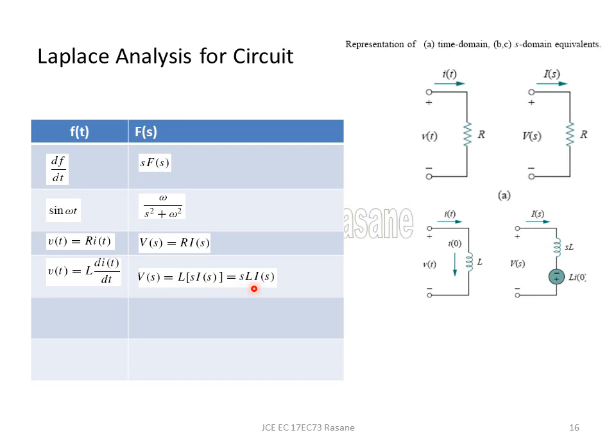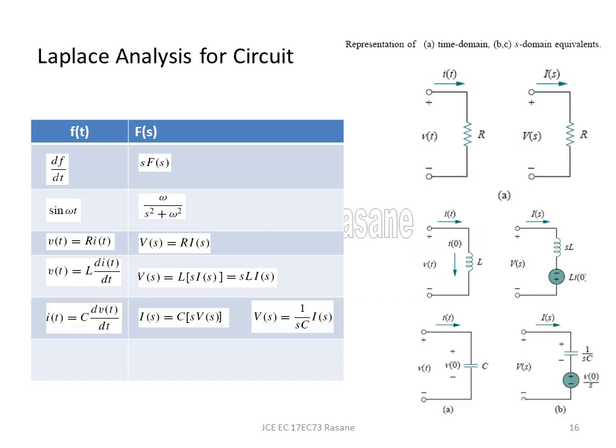So S in S L I of s. So this is the equation if I have got an inductor in the circuit. Next, suppose I have got a capacitor and a voltage is applied and the capacitor is charging. So in the time domain, I of t, the charging current, is given as C into dV by dt.